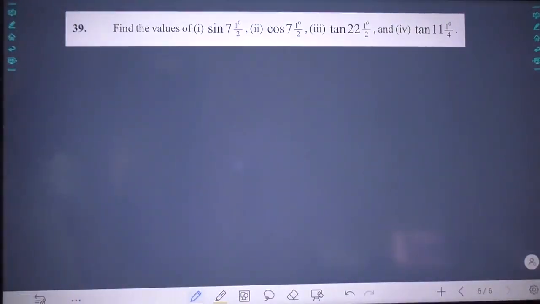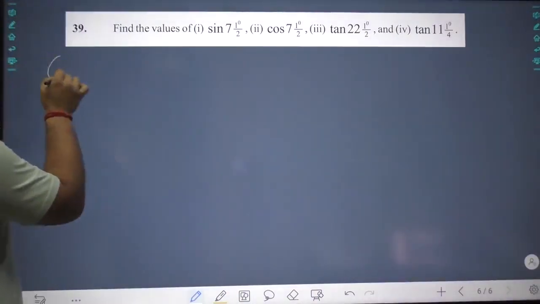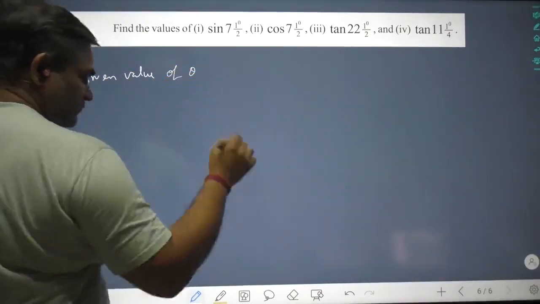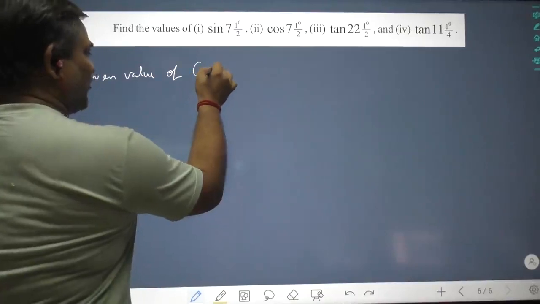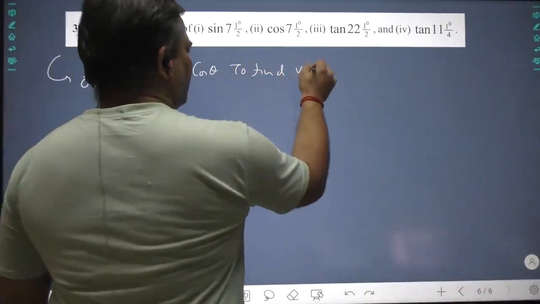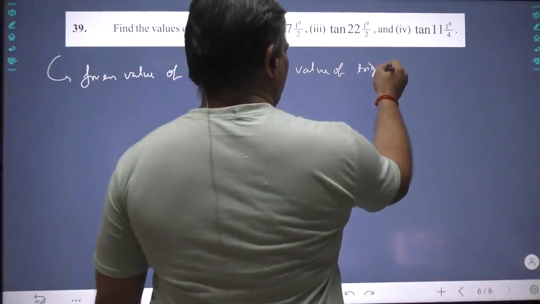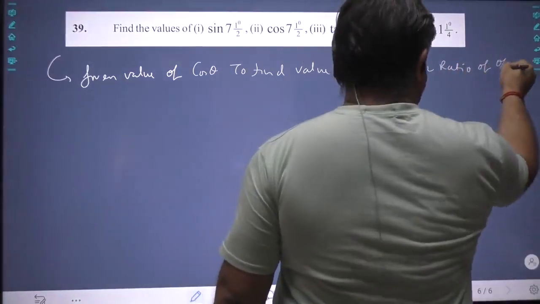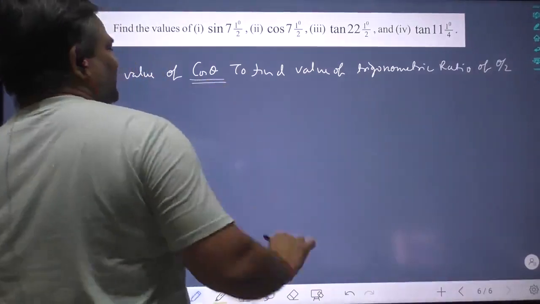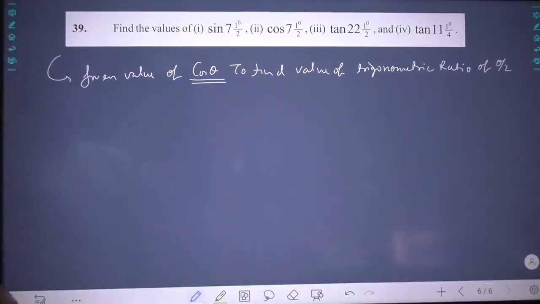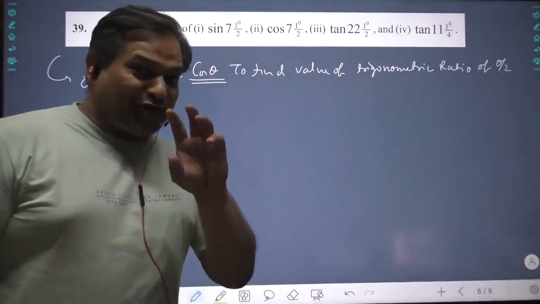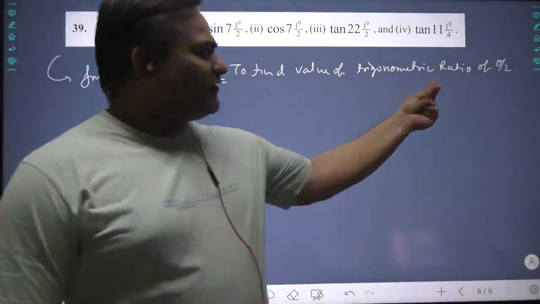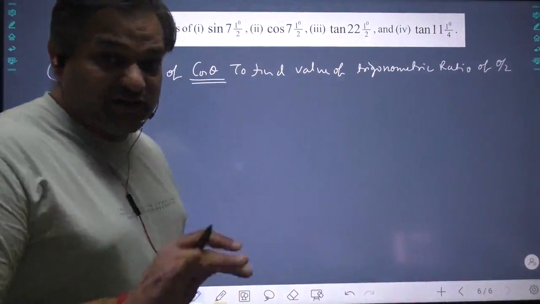Now, today I am going to teach you one more very important skill. And the skill is: given the value of cos theta, to find the value of trigonometric ratios of theta by 2. The most versatile trigonometric ratio is cos theta. If cos of some angle is known, then you can find out any trigonometric ratio of theta by 2. See how.